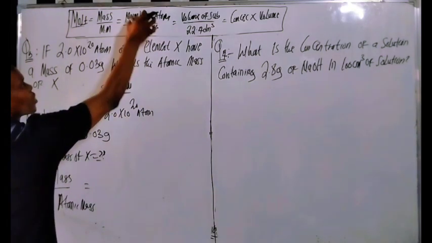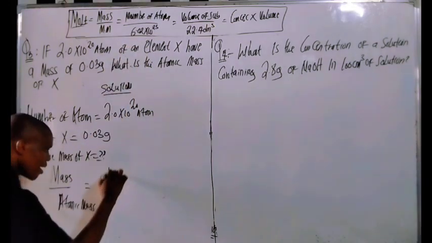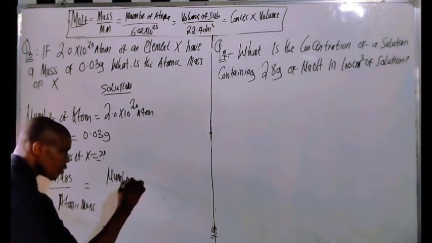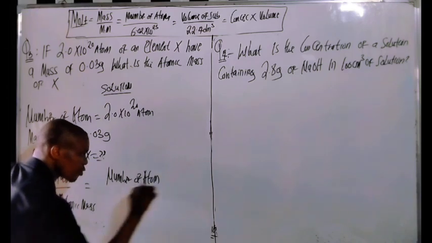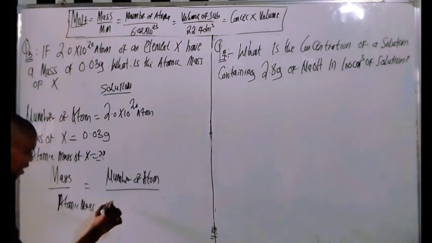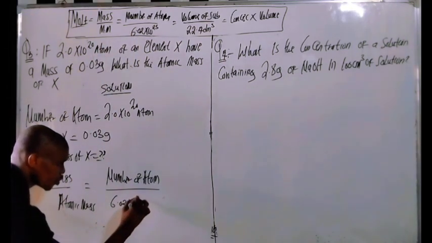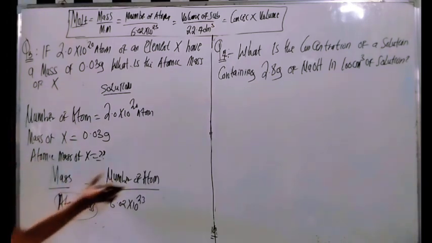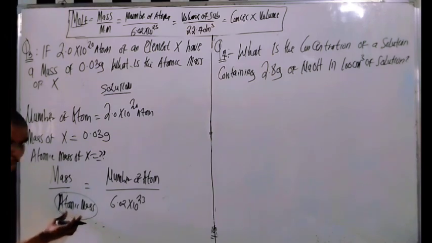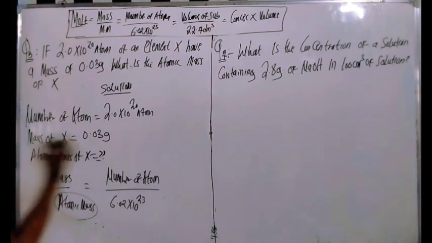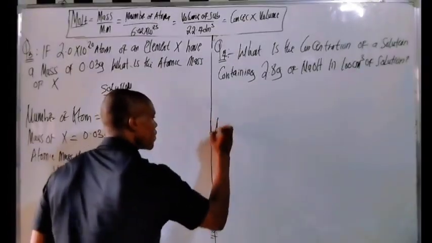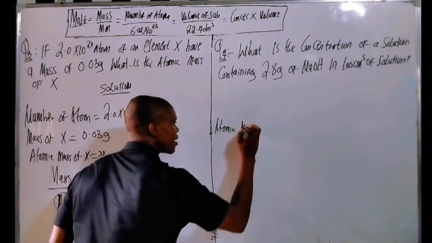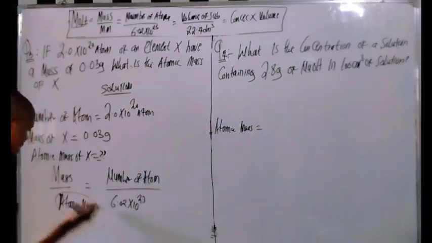So I'm going to use number of atoms over the Avogadro's constant, which is 6.02 × 10^23. Remember, what are we looking for? Atomic mass. If we want to make atomic mass the subject of the formula, so we are using this equals to this, what are we going to do? Atomic mass equals this times this.